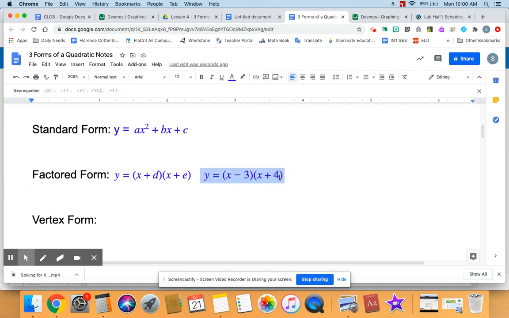So this might be a factored form one. It's also important to know I could have things in front of here, for example, like a 5. Or I could have something in front of the x's too. But you don't have to. And then finally, vertex form ends up looking like this.